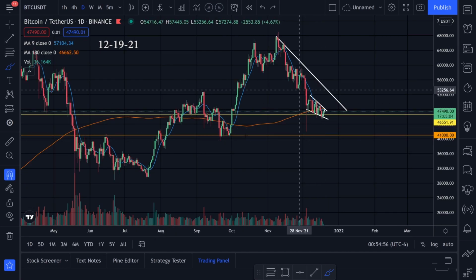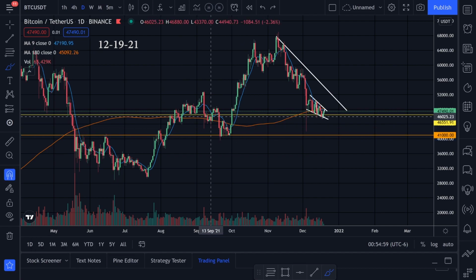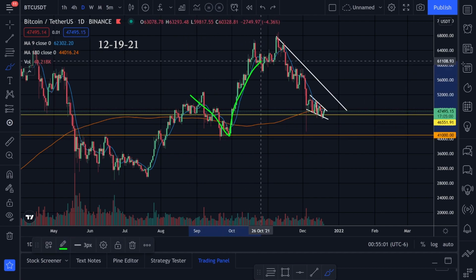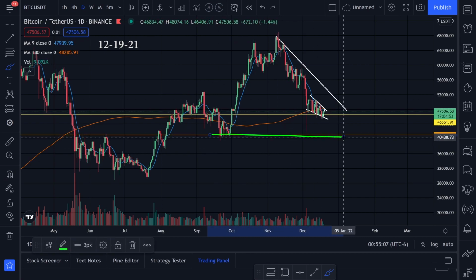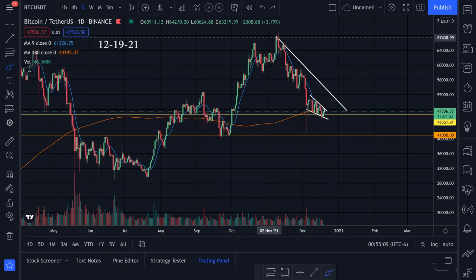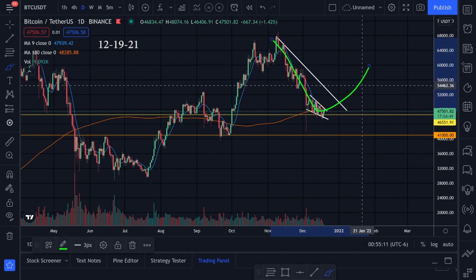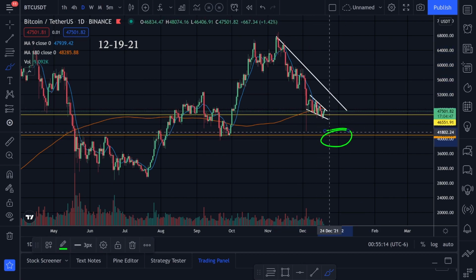This 41,000 level lines up with this previous support right here. We came down, got a bounce right here. So I'm looking at that support and I'm targeting that area right there. If we continue to head down, or if we continue to not break this trend line going up, then I'm going to continue to have my limit order set right here.